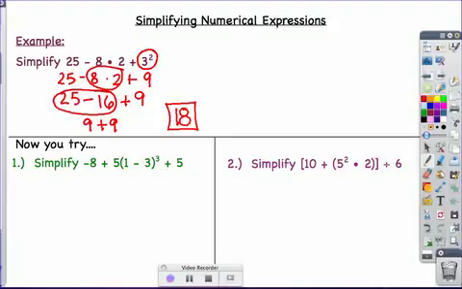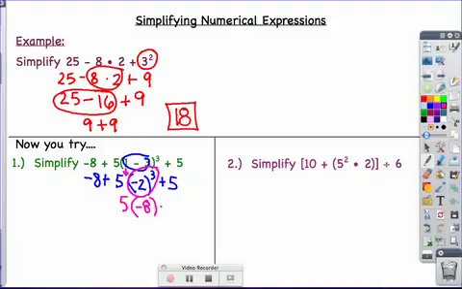Simplify -8 plus 5 times the quantity of 1 minus 3 to the third power plus 5. I start with parentheses. 1 minus 3 is -2. That quantity is being raised to the third power, so I need to leave it in parentheses. I recopy everything else. Next, I'm going to do my exponent. -2 to the third power is -8. Since there's no operation between the 5 and these parentheses, I am going to be multiplying. So I'm going to leave my -8 in parentheses. I'm recopying the rest of the question.